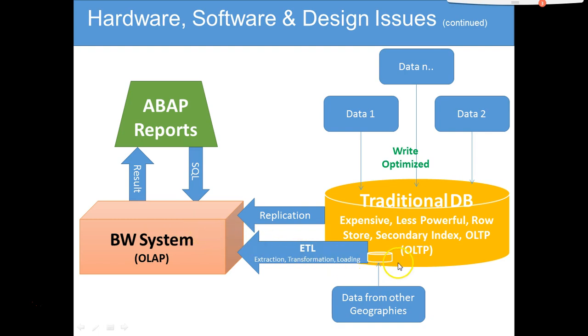And if there was data in different formats, say the traditional database has data from different geographies, the date format will be different, the currency format will be different. But for reporting purposes we had to transform them using the ETL, extraction, transformation and loading process. So that was also an overhead. And the third and most important part is BW was replicated in batches. So the BW system was a near real-time system, but it was not really a real-time system.